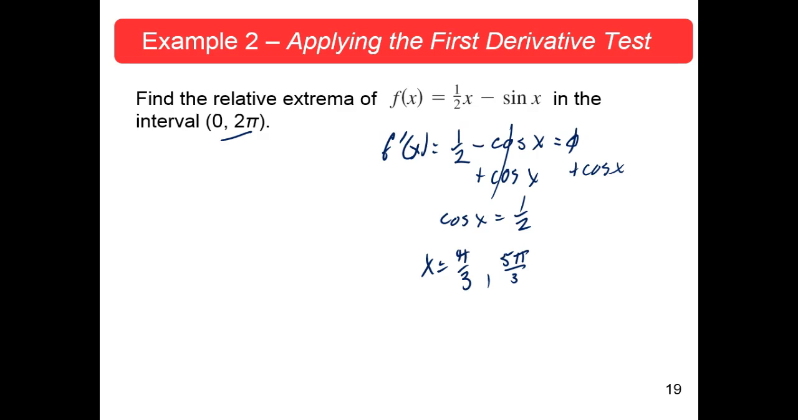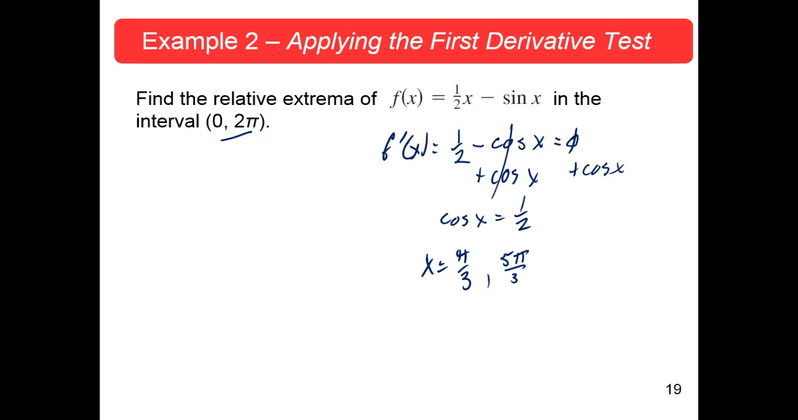Oh, and by the way, this is a combination of a linear function and a trig function, sine or cosine. Those are smooth and continuous everywhere. This wasn't tangent or secant, any of those. Sine or cosine, perfectly fine. So these are going to be our only two critical values. No place where this first derivative is not defined.